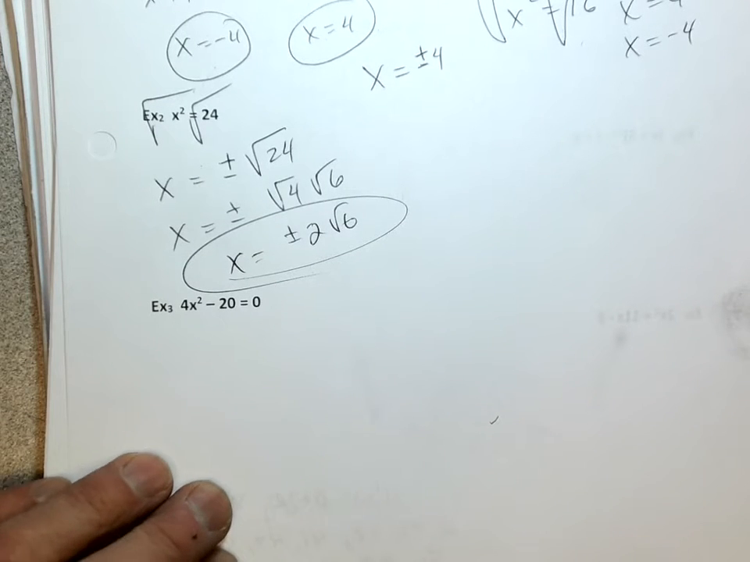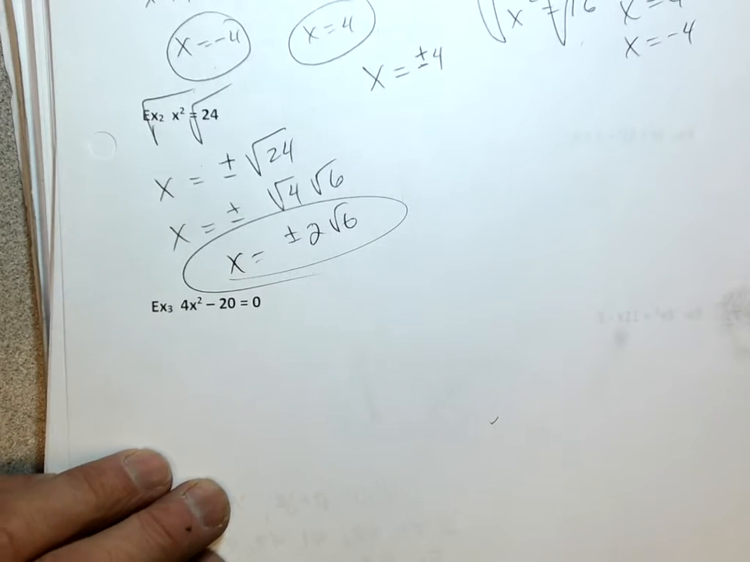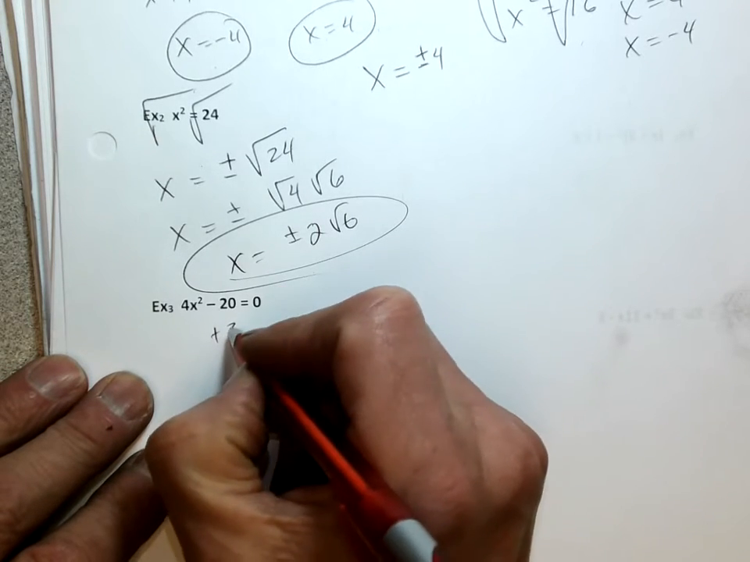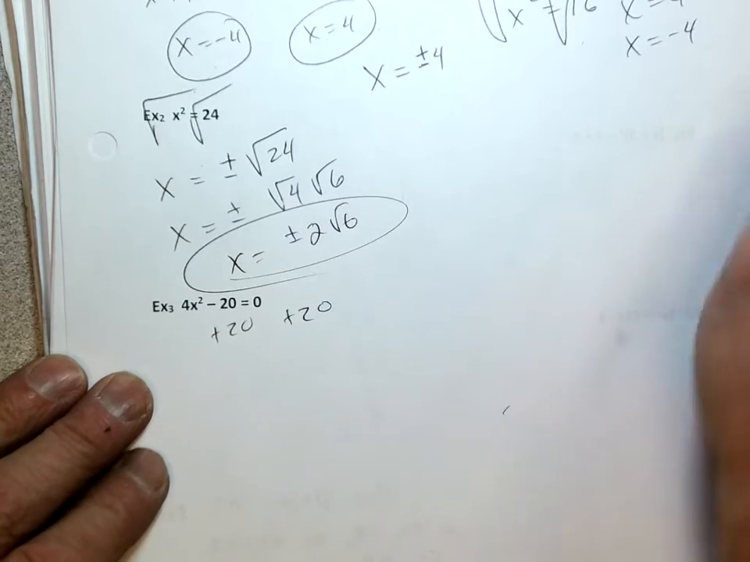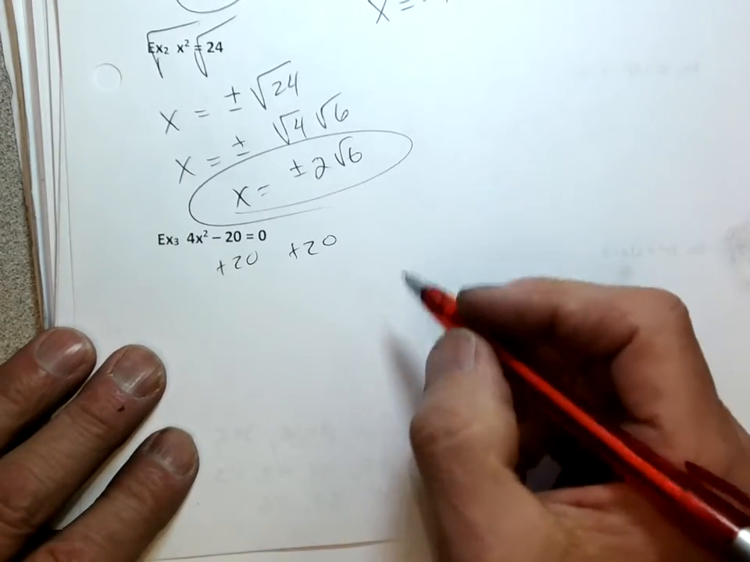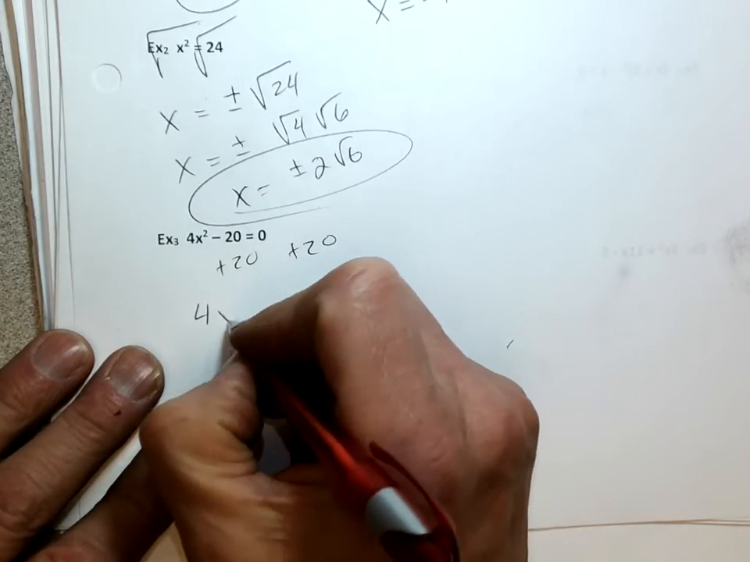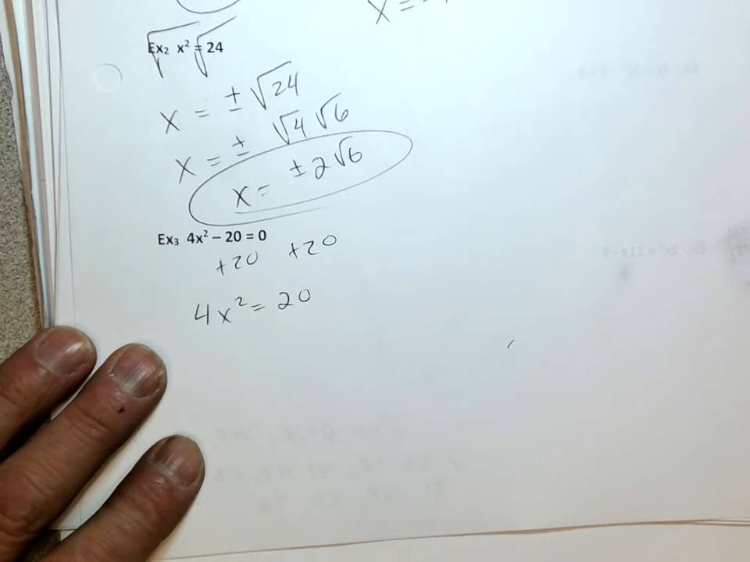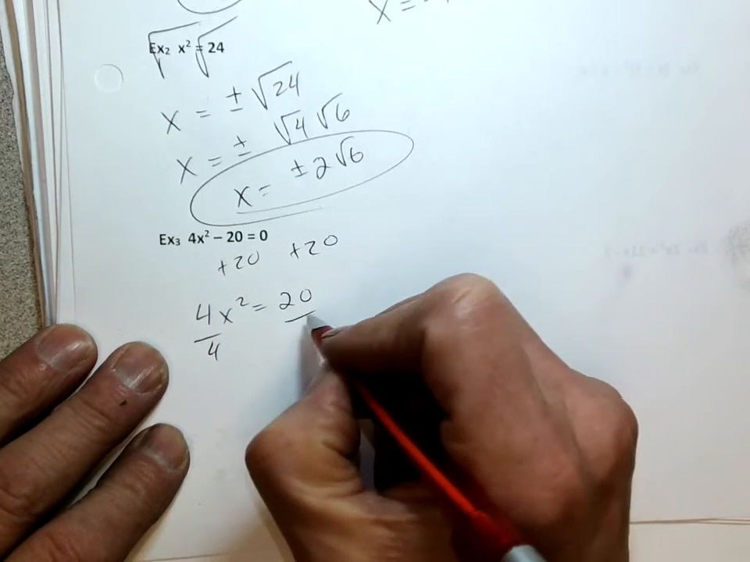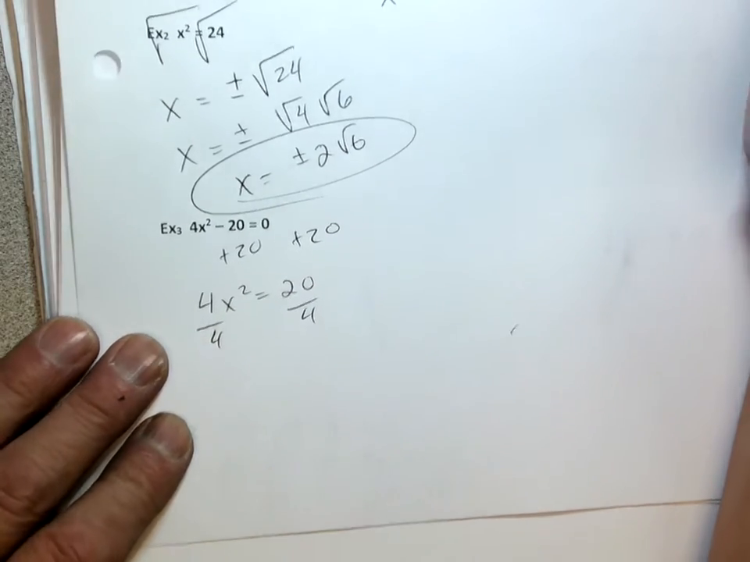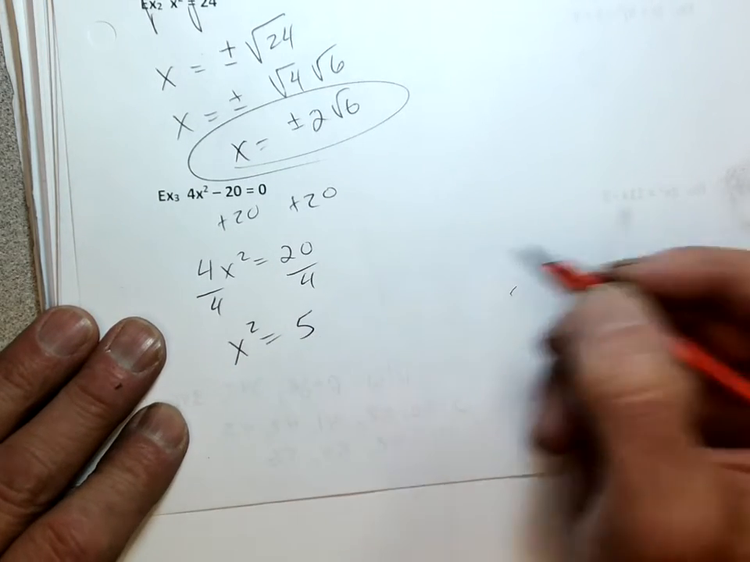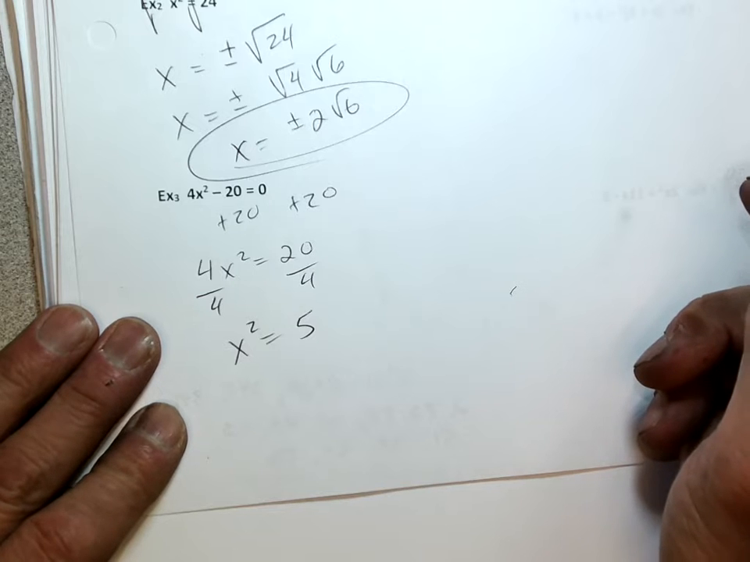What do you think we should do? There's a couple of ways to solve this. I'm going to go plus 20, plus 20. I think this is the easiest way to solve this, okay? So I'll have 4x squared equals 20, okay? Divide by 4, divide by 4, right? X squared equals 5. So far so good, right?